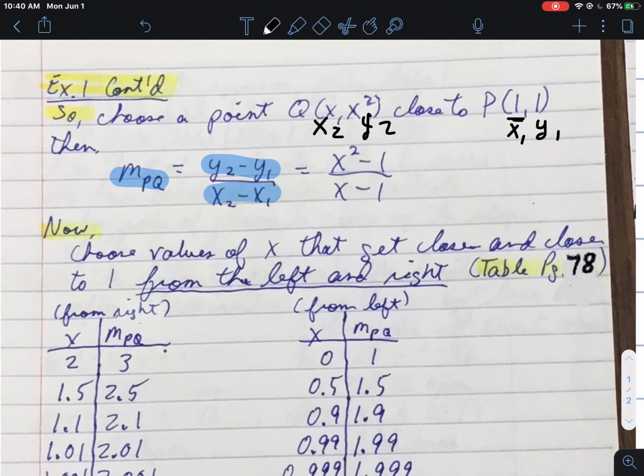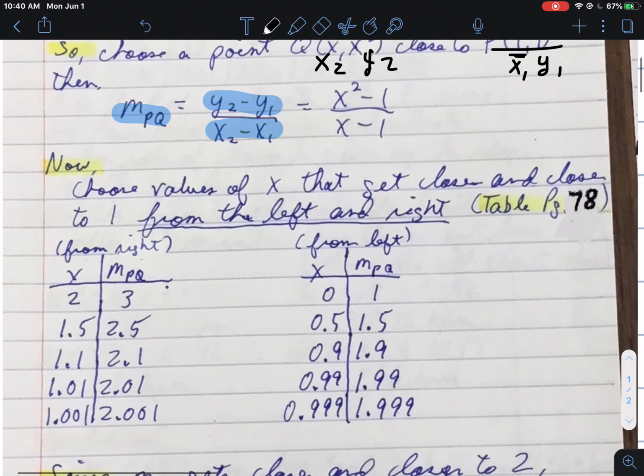And then we can use our slope formula and say y2 minus y1 over x2 minus x1. So I've got x squared minus 1 over x minus 1. And there is a formula that we can use to calculate the slope of our secant line for any given value of x that we choose. Now again, we want to choose values of x that are getting closer and closer to 1, because our point in question is the point 1, 1, whose x coordinate is 1.